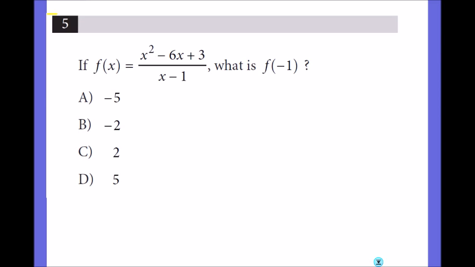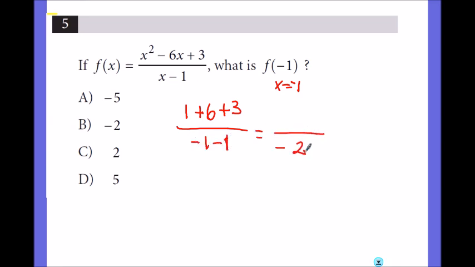Number 5. What is the value of f of negative 1? So x is negative 1, so plug it in. Negative 1 squared is 1. Minus 6 times negative 1 is negative 6, so minus negative 6 is plus 6. Plus 3. Negative 1 minus 1 is negative 2 in the denominator. On top I get 1 plus 6 plus 3, which is 10. So I have negative 5. A.